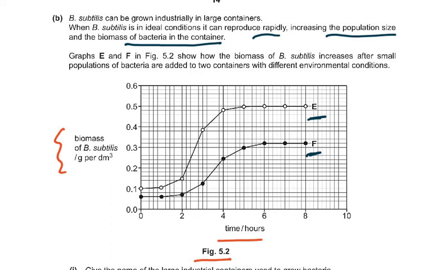So by 8 hours, E is much more and F is lesser. F is only a little more than 0.3 and E is about 0.5. Always read off the graphs. Be very careful in reading off the graphs and write things on the graph, like E is 0.5 and F is 0.32.